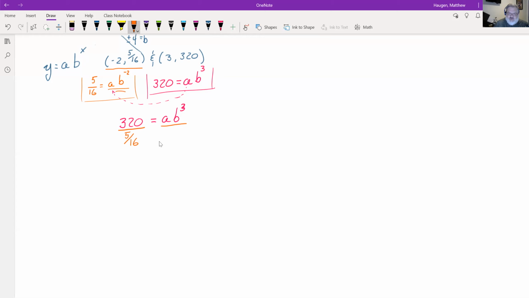in this form, a b to the -2. I'm supposed to divide both sides by the same thing. But this equation says that 5/16 and a b to the -2 are the same thing. So I'm dividing both sides by the same thing. Is that fair?